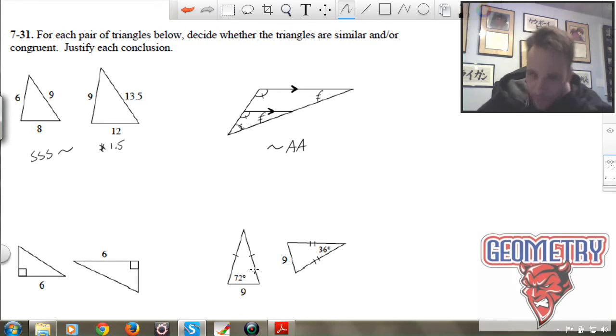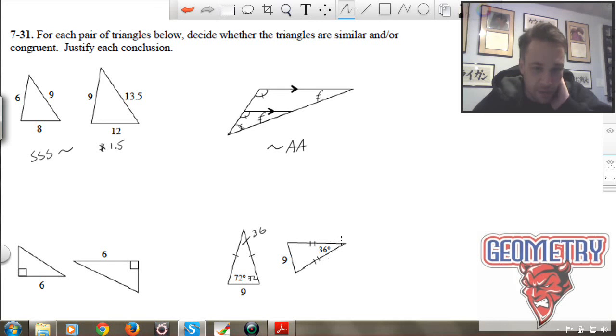In the bottom right here, it looks like there could possibly be some congruence, right? Because this side is 9 and this side is 9. Let's just see if the angles match up now. So they're both isosceles triangles. So if this is 72, that's 72. And let's find out what this missing angle is. So 180 minus 72 minus 72. Well, this angle here is 36.